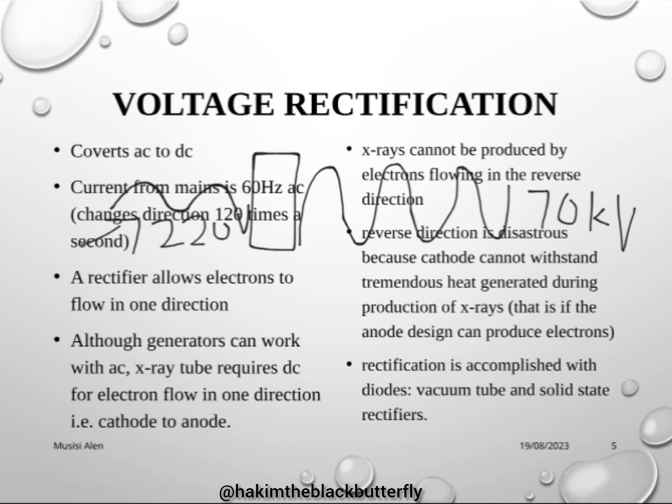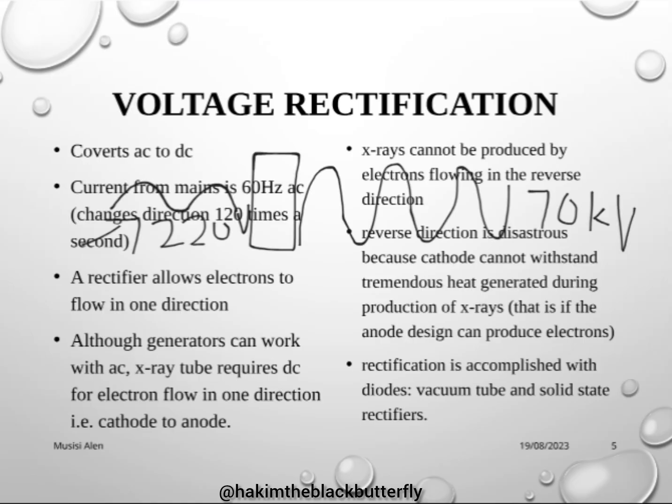This is because the X-ray tube has a cathode and an anode. The cathode should always be negative and the anode should always be positive. For this to be maintained, the X-ray tube must be supplied with a DC, always making the cathode negative and the anode positive.